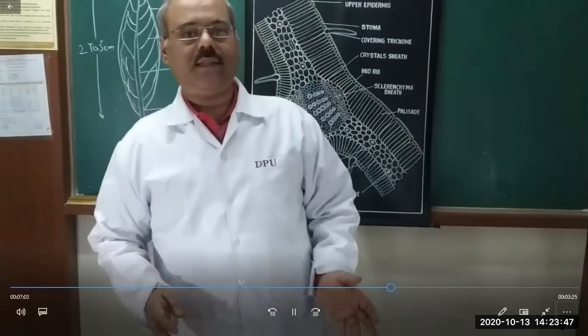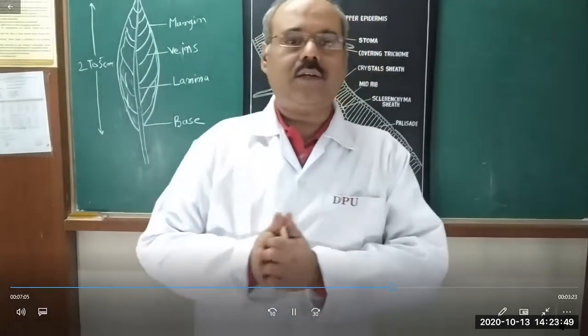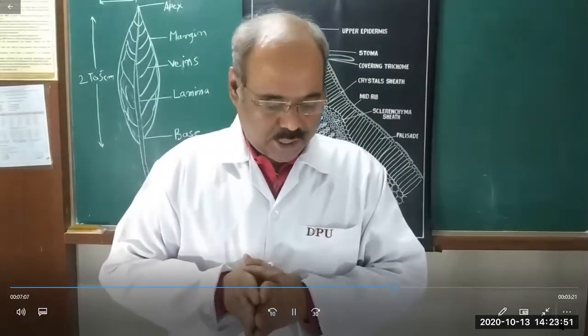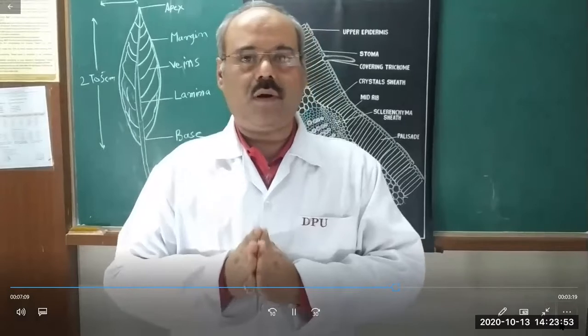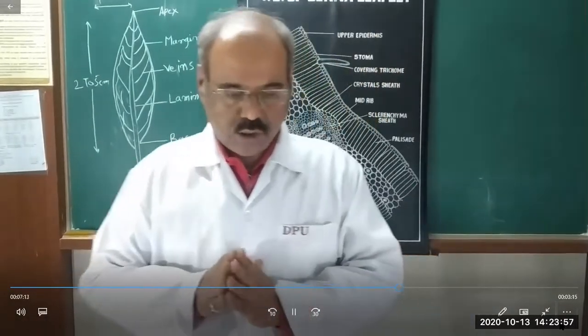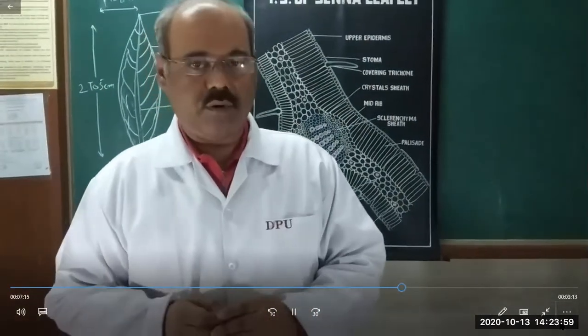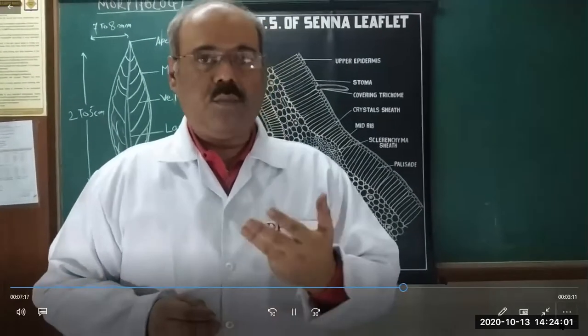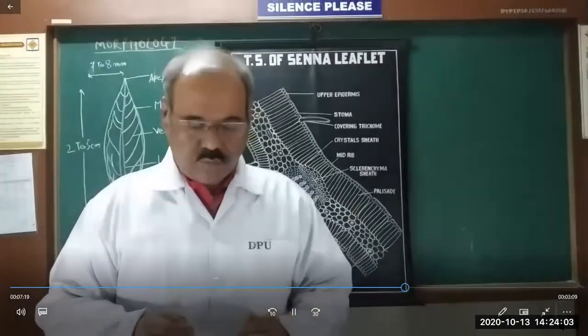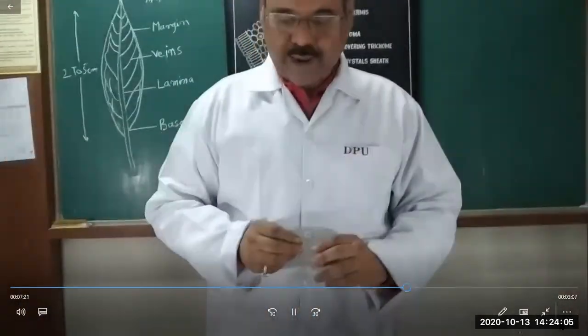Now, as we all know, senna belongs to the class of anthraquinone glycoside, and for anthraquinone glycosides, the Borntrager test has to be conducted. To confirm the presence of anthraquinone glycoside or anthracene glycoside, the Borntrager test has to be done. So now we will see the Borntrager test.